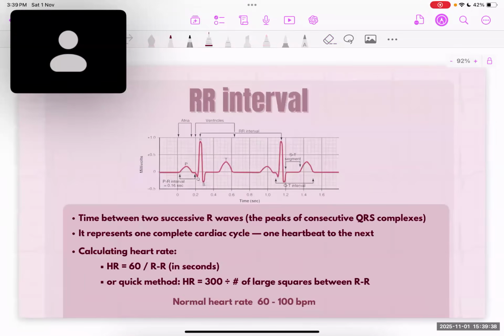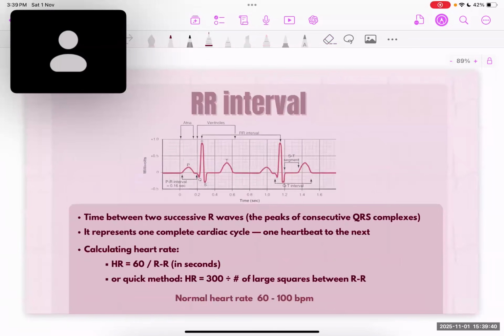Now, the more important value, which is more calculation based, is your RR interval. So your interval between your two R waves. It's between the peaks of your consecutive QRS complexes. This is used to calculate the heart rate. So you need to make sure that they're consecutive, so there is nothing in between them.